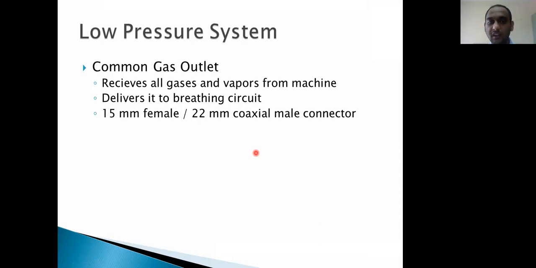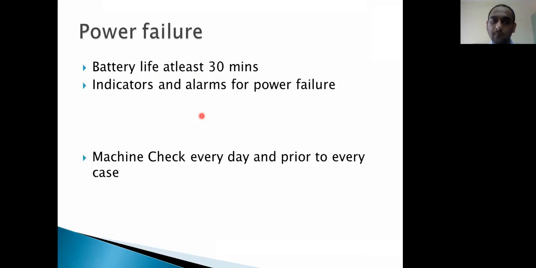Then you have the common gas outlet. In anesthesia, the 15 millimeter female and 22 millimeter male coaxial connector is the standard. So all connections related to the breathing circuit and the common gas outlet are of the same size. So all types of circuits can be connected to the common gas outlet, and gases as well as vapors can be delivered from the machine to the patient.